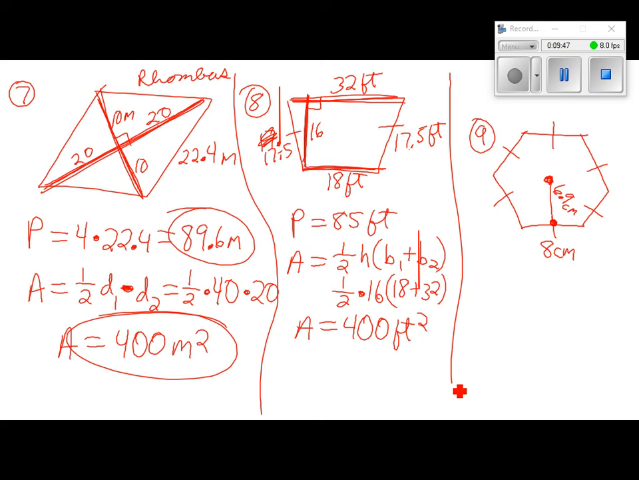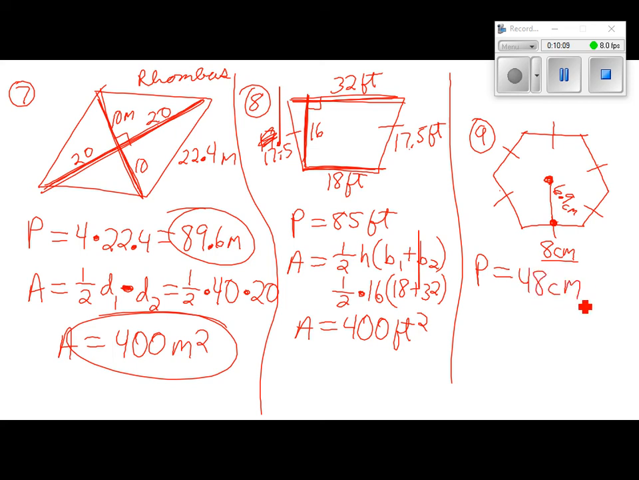Next one, you have a regular hexagon. Formula for perimeter of a regular hexagon. You just count up the sides, 1, 2, 3, 4, 5, 6 sides. So for the perimeter, we're just gonna take one of the sides times 6. So we just take this 8 right here and times it by 6. Well, 8 times 6 is 48 centimeters.